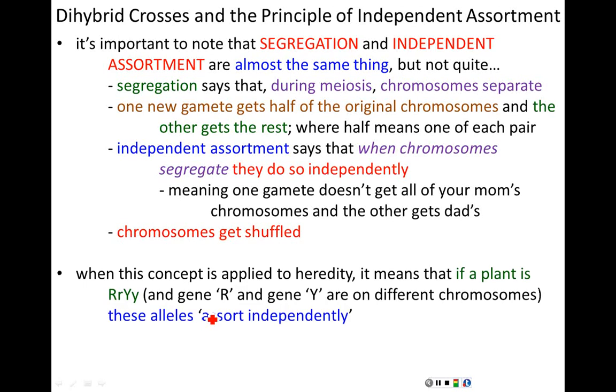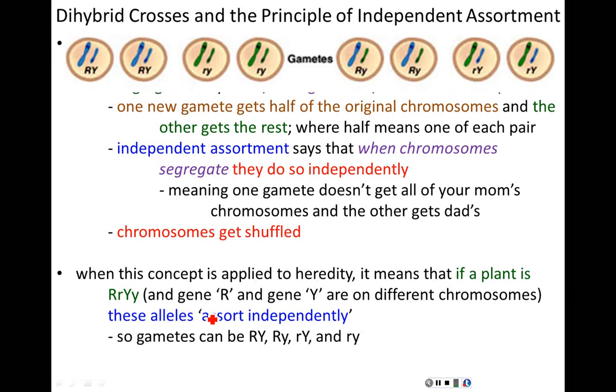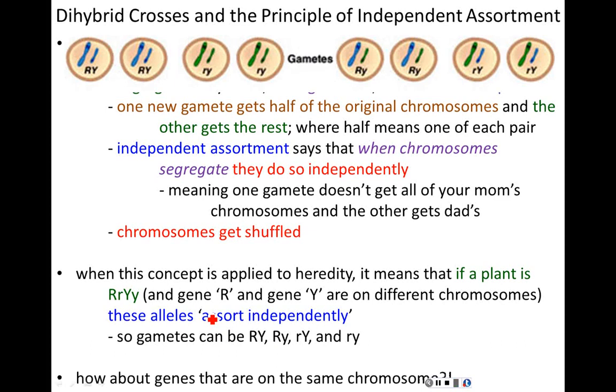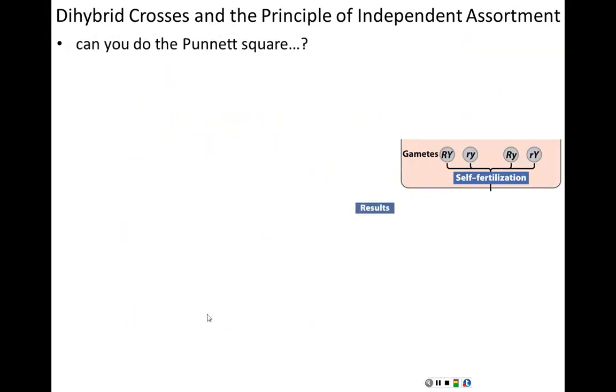When this concept is applied to heredity, it means that if we go back to that plant with its R and Y genes, the R and Y genes are on different chromosomes. That means the R and Y alleles assort independently. So gametes come in all possible combinations, just as we showed in the previous slide. You get both dominant alleles together, both recessive alleles together, and one of each. How about genes that are on the same chromosome? Well, it's different, and it's a little bit more complicated still, and we will cover that in another few lectures. So for now, just worry about genes that are on different chromosomes that assort independently.